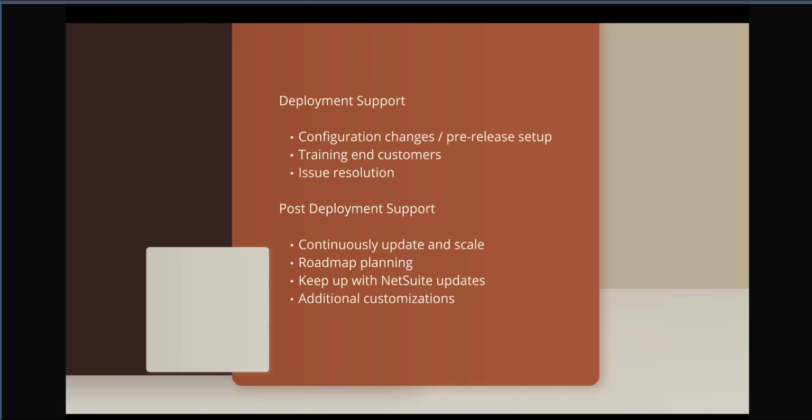And then we'll also help with any issues that could crop up for end customers due to the deployment and resolve the same by working closely as one team, by working closely with you and your teams.